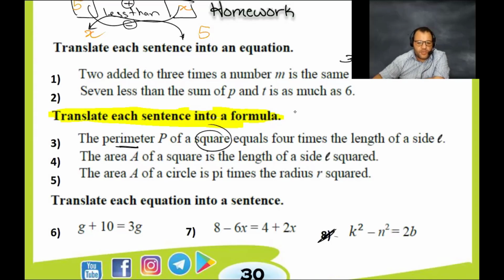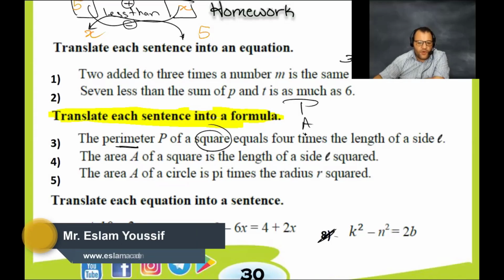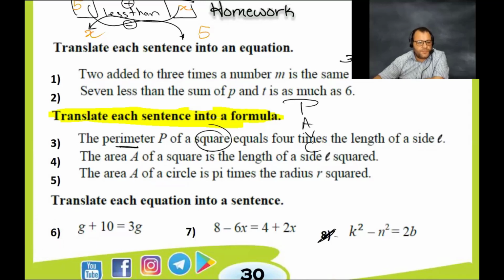When I say the perimeter, we denote the perimeter with P, the area with A, the volume with V, and the circumference with C. You understand it? The perimeter means P. Area, volume, circumference. So those are the letters for each one of them.